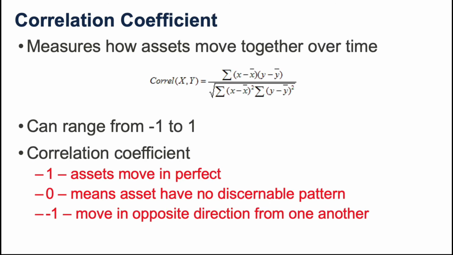Finally, the correlation coefficient. This measures how assets move together over time. Correlation coefficient can range from -1 to 1. 1 means they move in lockstep with each other, up, down, up, down. 0 means there's no discernible pattern, and -1 means that they move in opposite directions from one another. In finance, we prefer to have assets with correlation coefficients closer to -1. The further away we can get from 1, the more diversification benefits that we can get from the asset.